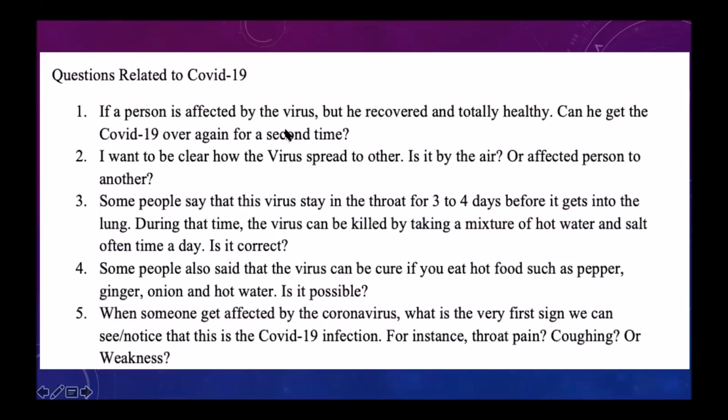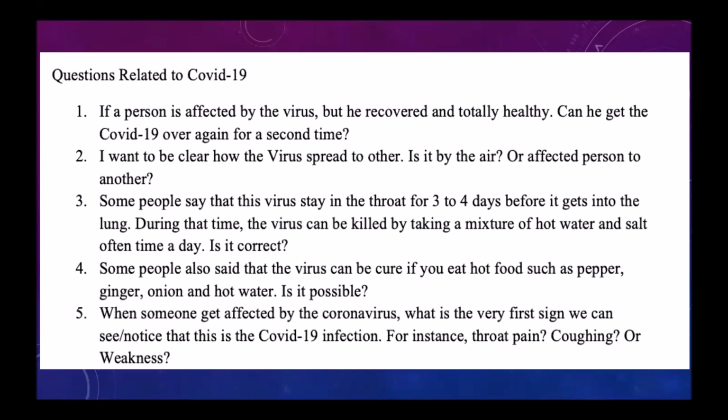If the person is affected by the virus, he's recovered and totally healthy, can he get COVID-19 over again for a second time? If the person is tested by his blood or a sample from his nose, and they look for antibodies, meaning the protective mechanism that says, yes, you had COVID-19 and now you have antibody protection, then more than likely, the person cannot get reinfected.